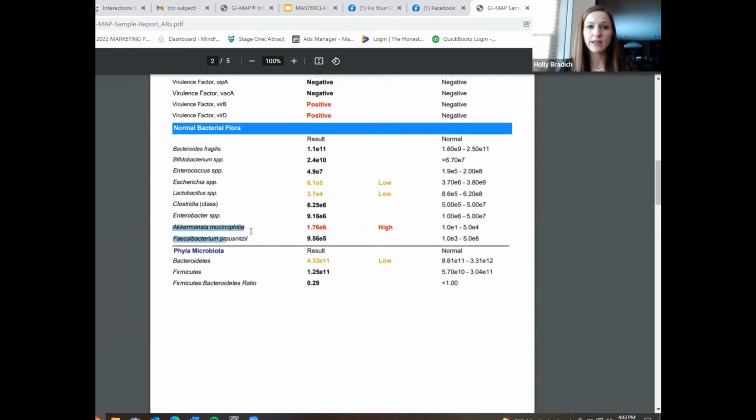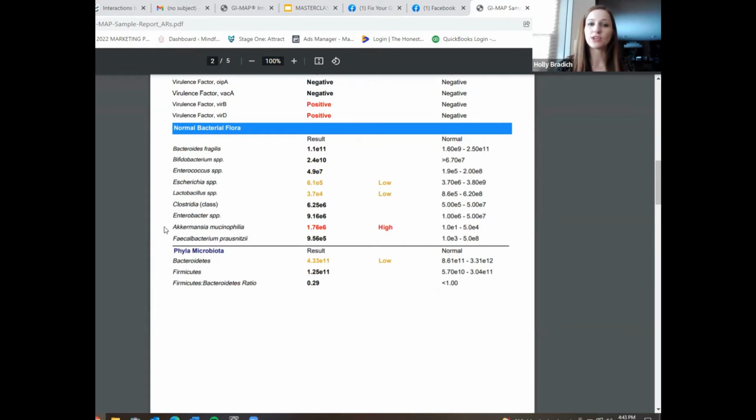Now, these two down here are really important. So Akkermansia and Fecalibacterium prausnitzii. They have funny, crazy names, but you need to know that these two bacteria are considered keystone species, meaning they are very, very important in the gut, and they're important indicators of how healthy or unhealthy someone's gut is.